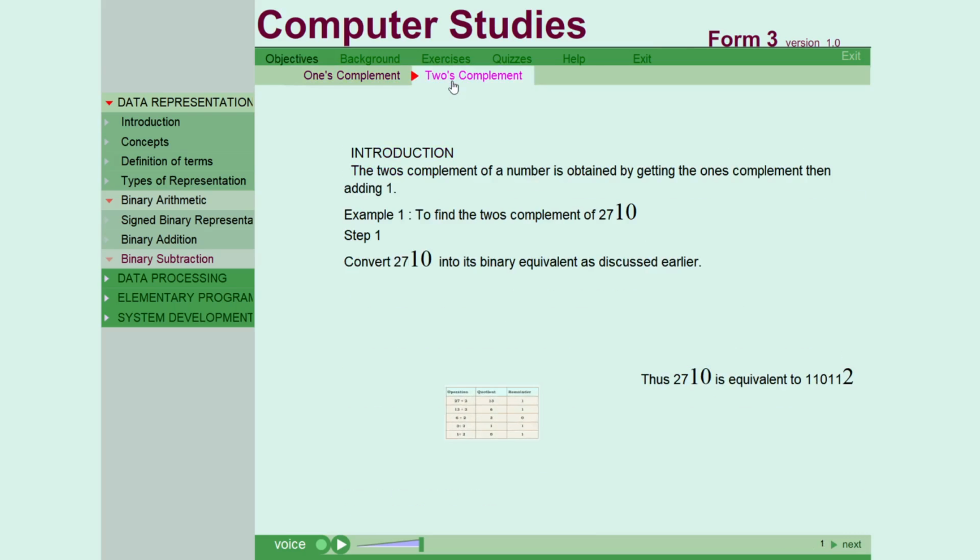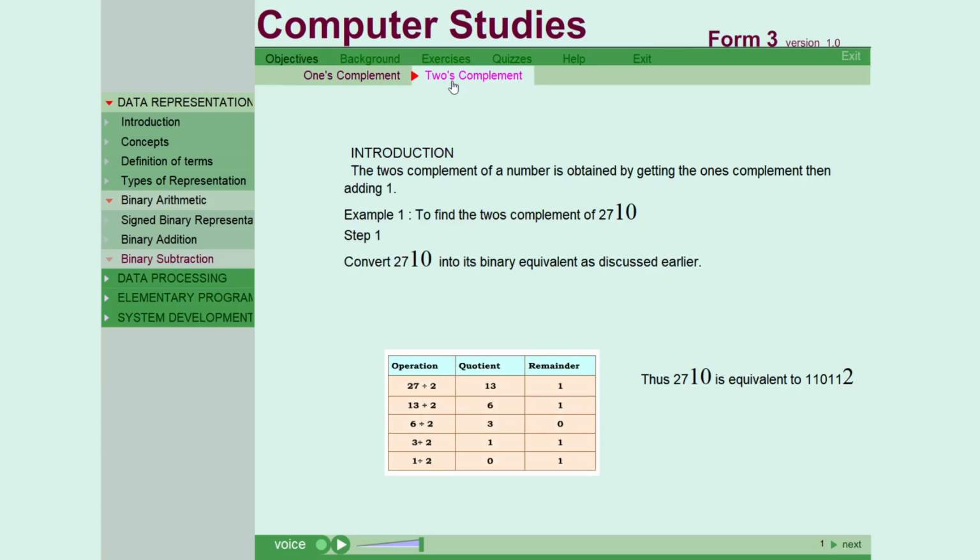The 2's complement of a number is obtained by getting the 1's complement then adding 1. For example, to find the 2's complement of 27 to the base of 10, we convert 27 to the base of 10 into its binary equivalent as discussed earlier. Thus, 27 to the base of 10 is equivalent to 11011 to the base of 2.